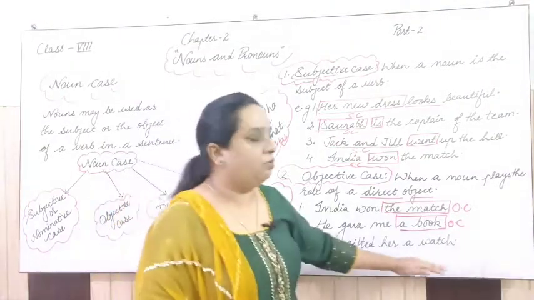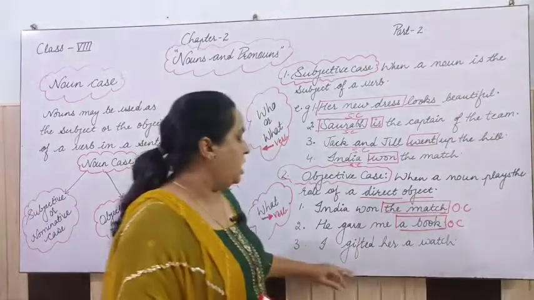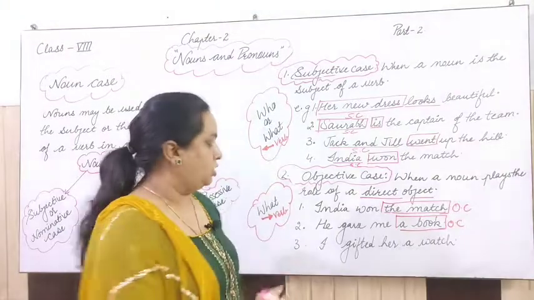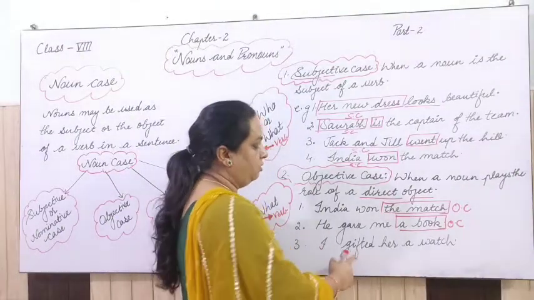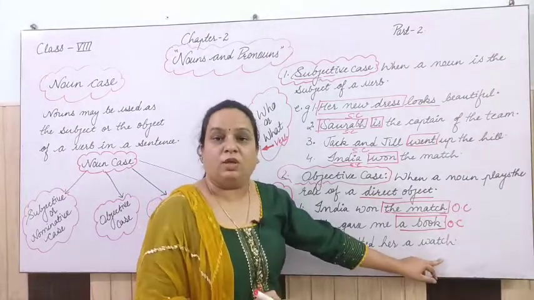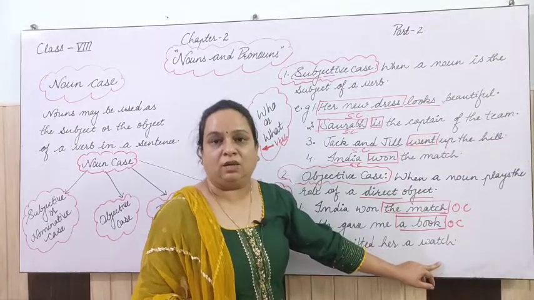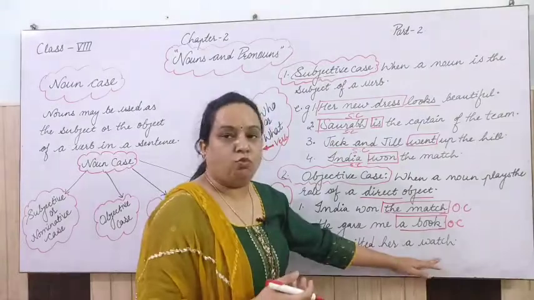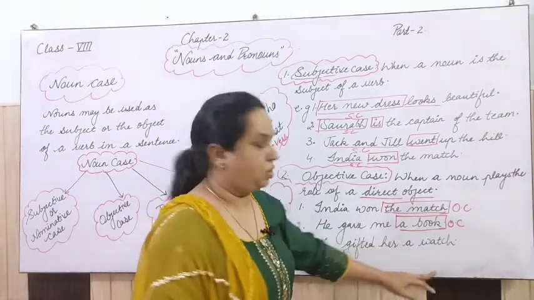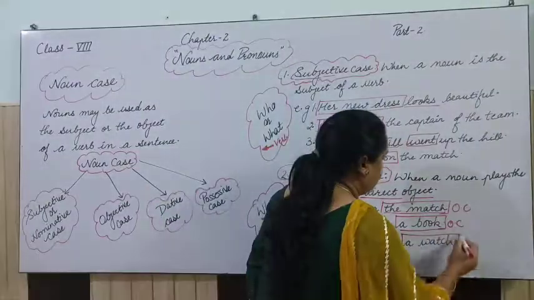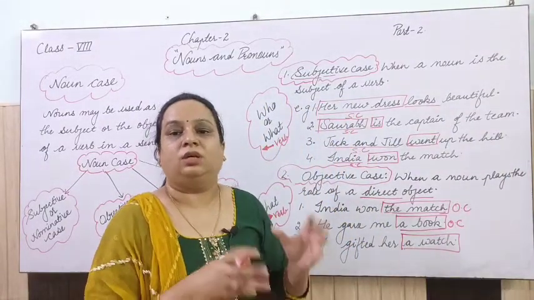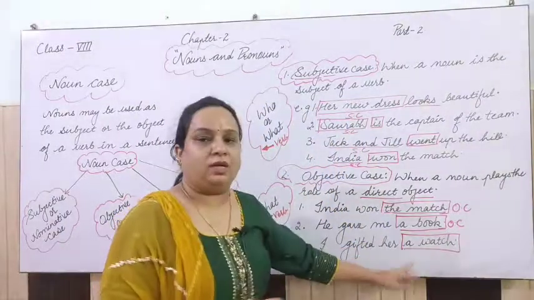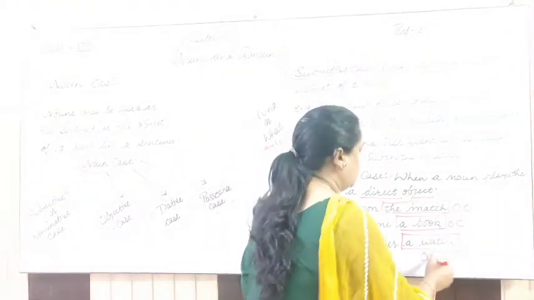Next sentence is, I gifted her a watch. So I is the subject, gifted is the verb, her, a watch. Once again we have to look at the thing: what did he gift me? A watch. Okay. So you have to frame a question with the word what after the verb. So that will work as the objective case in the sentence.